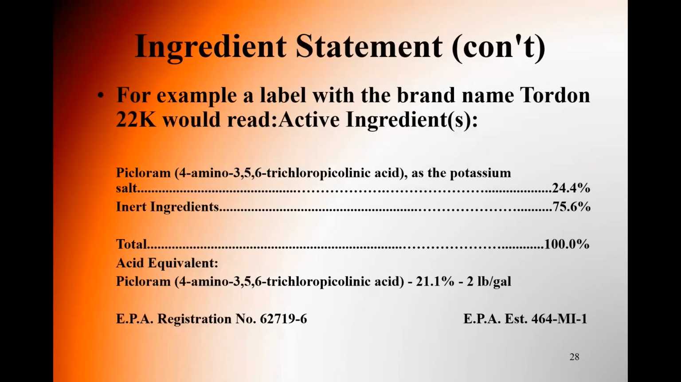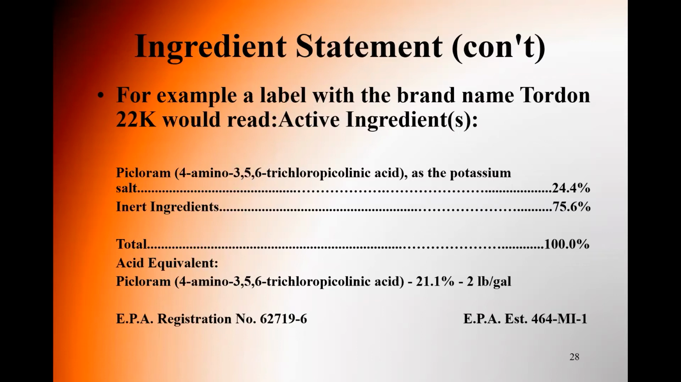For example, here, the active ingredient in Tordon 22K is picloram. Picloram is the common name for this pesticide active ingredient. Tordon 22K contains 2 pounds of picloram, the active ingredient. And you need to remember the common name because they don't change from manufacturer to manufacturer. The active ingredient picloram will be the same if it's Tordon 22K or picloram 22K or tree killer 22K, whatever it is.